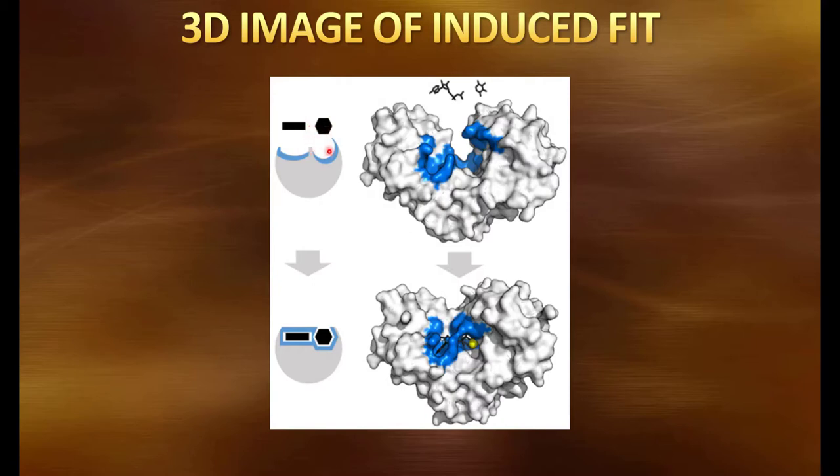As you can see here, the shape isn't perfect, but then in induced fit, it wraps around them and causes them to fit together very well. And so we're seeing over here these two molecules coming into this three-dimensional structure, and then we see the protein sort of folding around it a little bit. And that helps that catalysis that occurs in that active site.